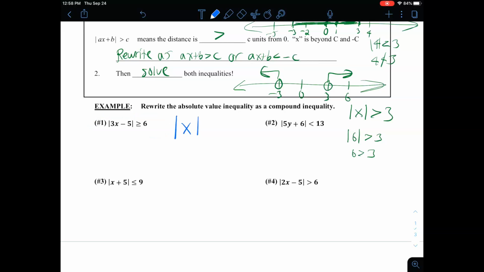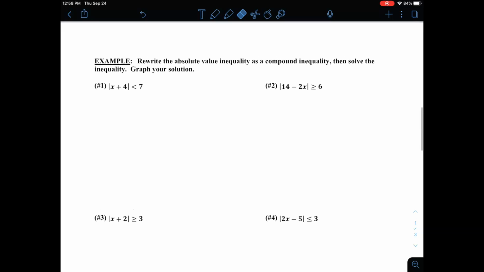So let's do the absolute value of x is greater than or equal to 6. So what numbers are greater than or equal to 6? Well, if we test some numbers, let's do 4. Is 4 greater than or equal to 6? 4 is not greater than or equal to 6, right? That's not going to work. So it actually just wants us to rewrite this as a compound inequality, and then solve it.